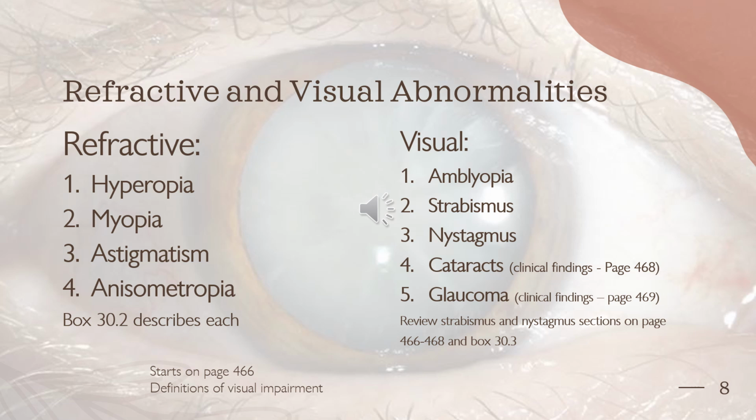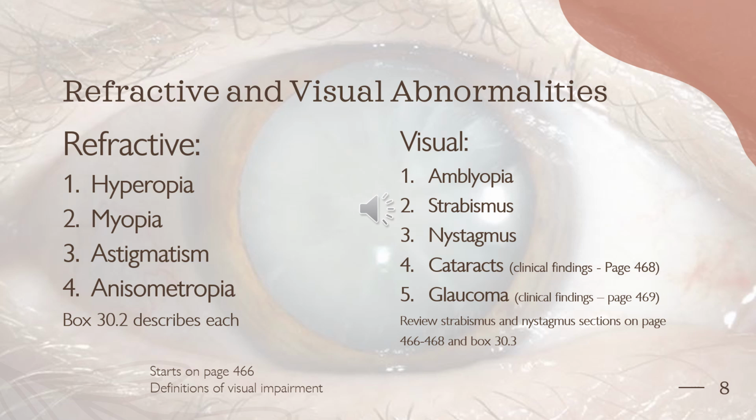All right, next we're going to move into some of the visual abnormalities, refractive and visual. The refractive errors that we're going to talk about are hyperopia, which is farsightedness. That's when they can see objects far away, but they can't see close up. Then you have myopia, which is they can see close up, but they can't see far away.